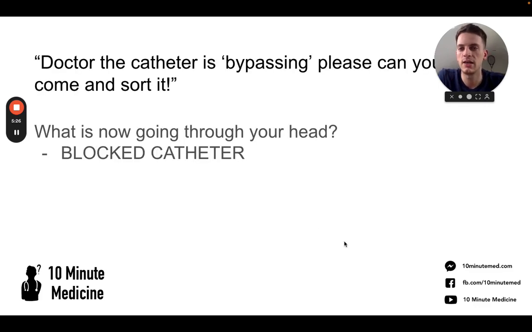Next, the catheter goes in perfectly, and you're very happy with the job you've done, but the nurse calls you back saying the catheter is bypassing, and please can you come and sort it. So what does this mean? Bypassing is essentially the urine is not coming out of the catheter, it's coming around the sides of the catheter, and what should be going through your head is that this catheter is now blocked somewhere.